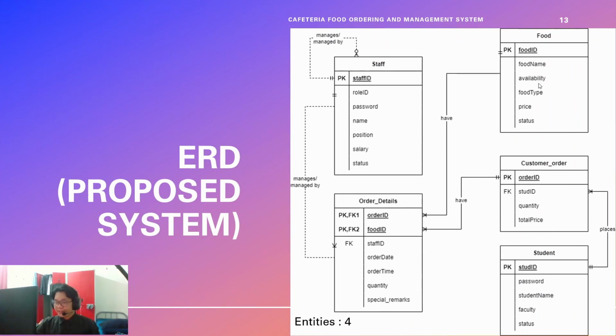Right, so for the ERD, you can see that there are in total four major entities and one bridge. The four entities are staff, food, customer order, and student.